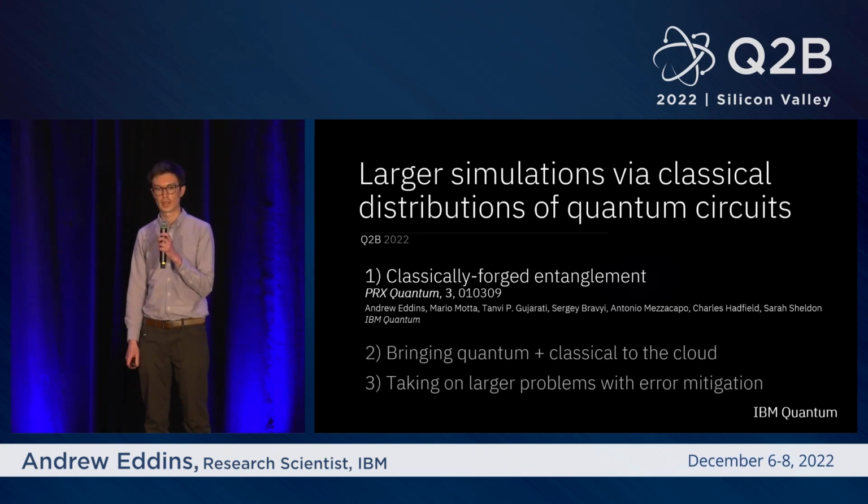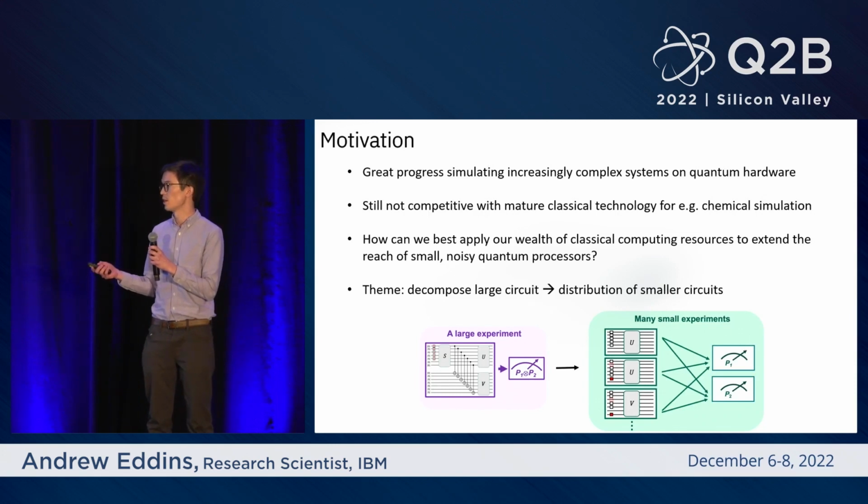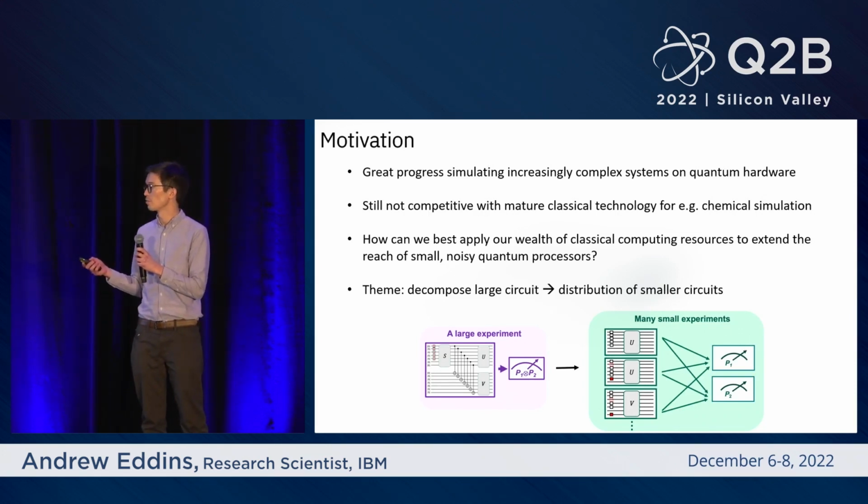I'm a physicist at IBM Quantum, and I'll be discussing three topics here, falling within the larger category of using classical distributions of quantum circuits to enable larger simulations. So starting with this discussion of classically forged entanglement, a bit of motivation.